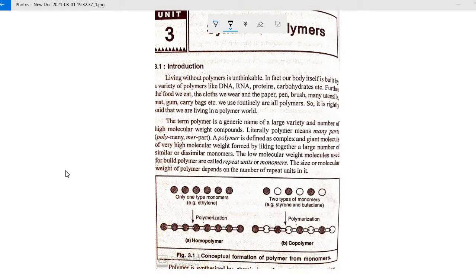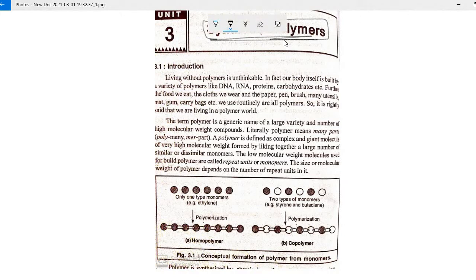Good morning everyone. In the last lecture we completed our topic, that is nanomaterial. If you have any query or any doubt regarding the nanomaterial, then you can ask me anytime. So today we are going to start a new topic, that is synthetic polymers.